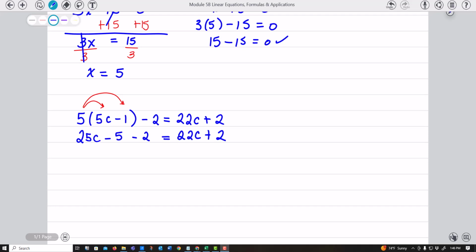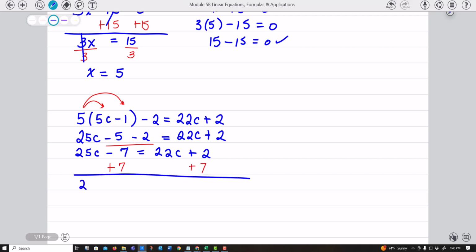So continuing on, I would collect these like terms right here. And again, as I mentioned, order doesn't matter, but I'm going to go ahead and make this look a little better. So -5 minus 2, they're both negative, so I'm going to add and keep the negative sign. 25c minus 7 equals 22c plus 2. And now from here, I'm going to move the 7 to the other side.